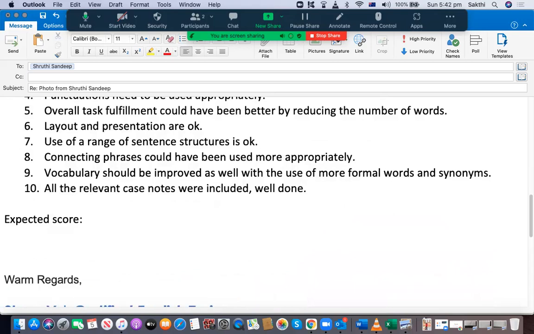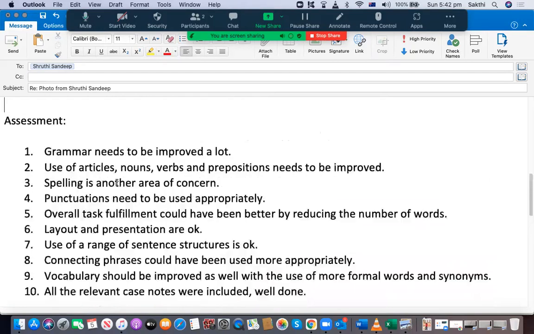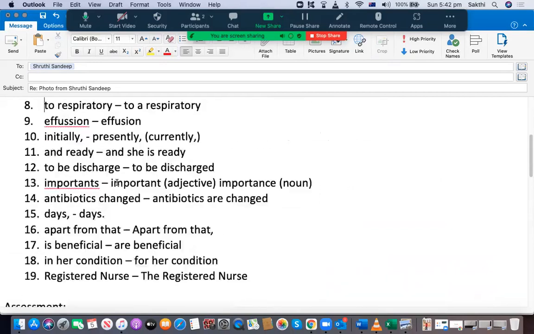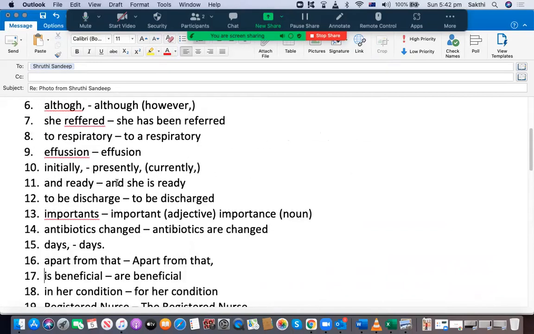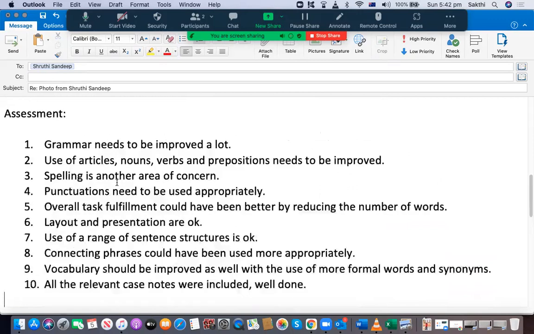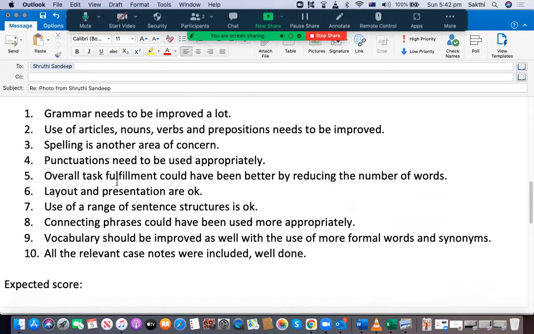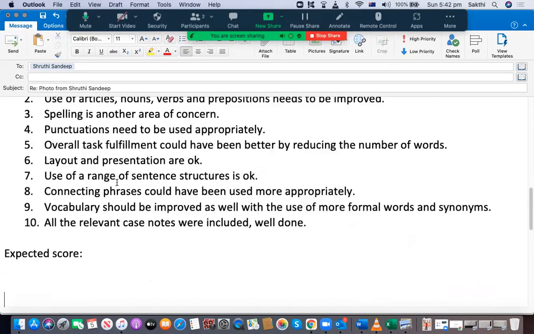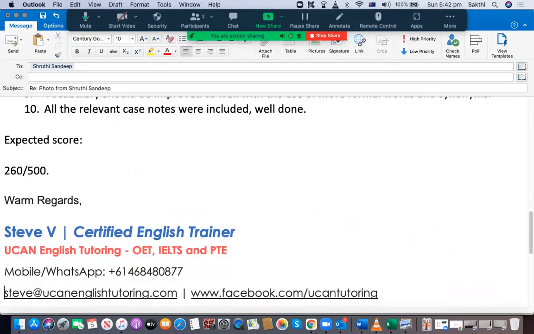So looking at the severity of the mistakes, and the other factors such as the word count and everything, I wouldn't be happy to give you 300 for this letter. I'm pretty confident this letter may be unable to get 300. I can give you perhaps 260 out of 500. Okay, that's what I feel this letter may be able to get.